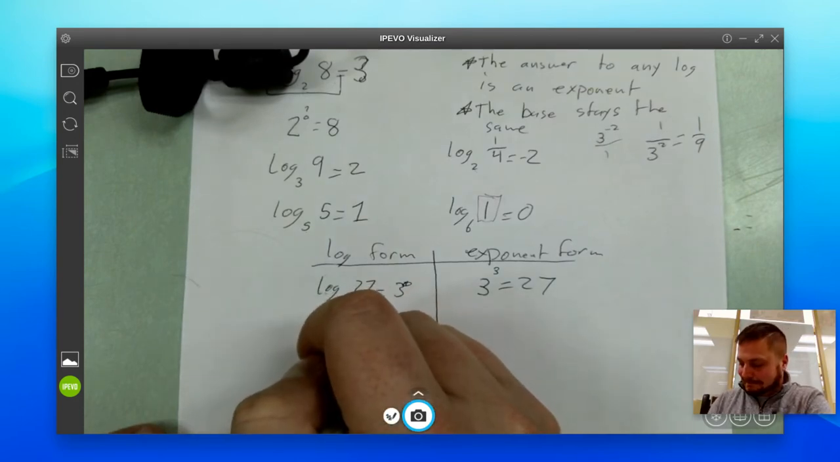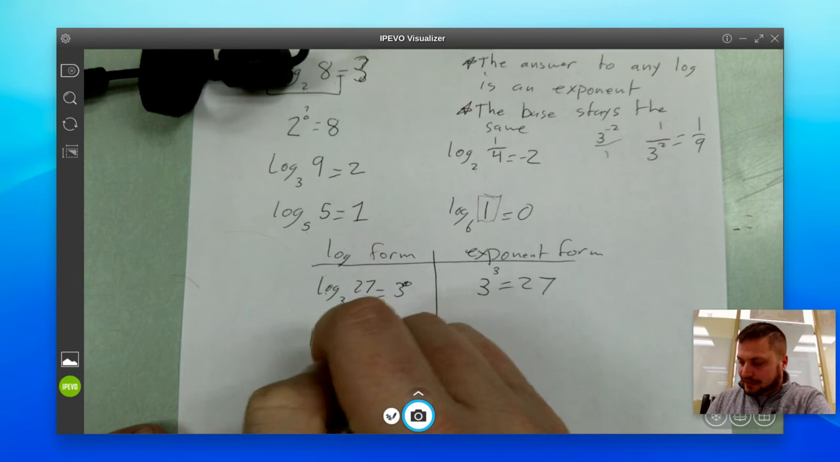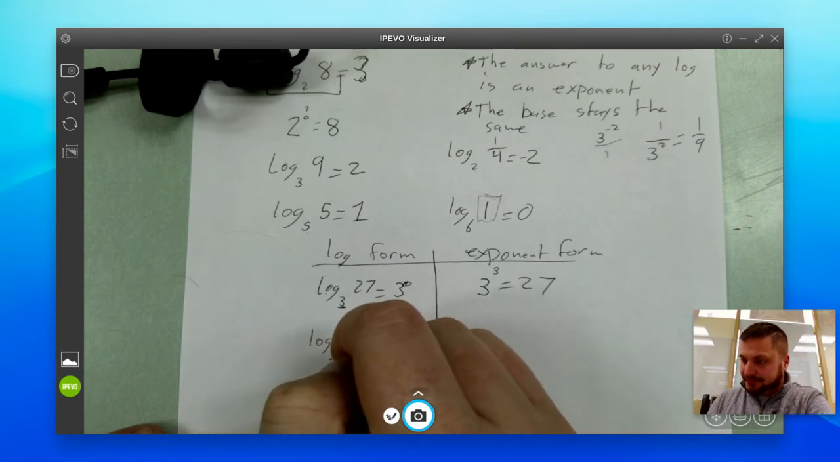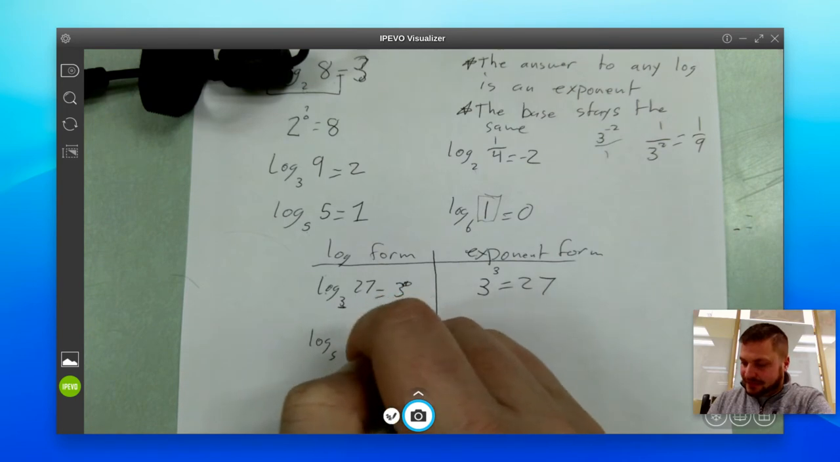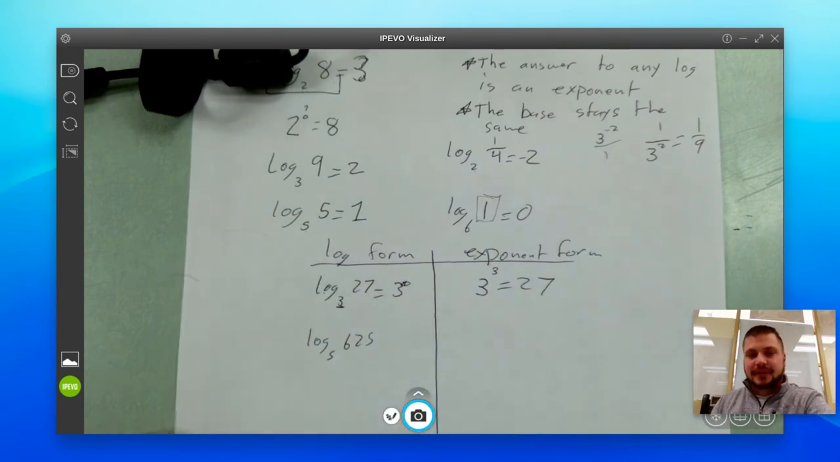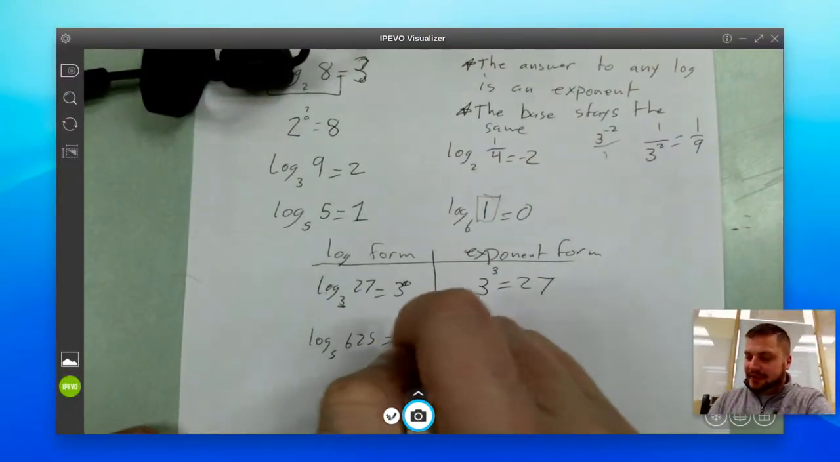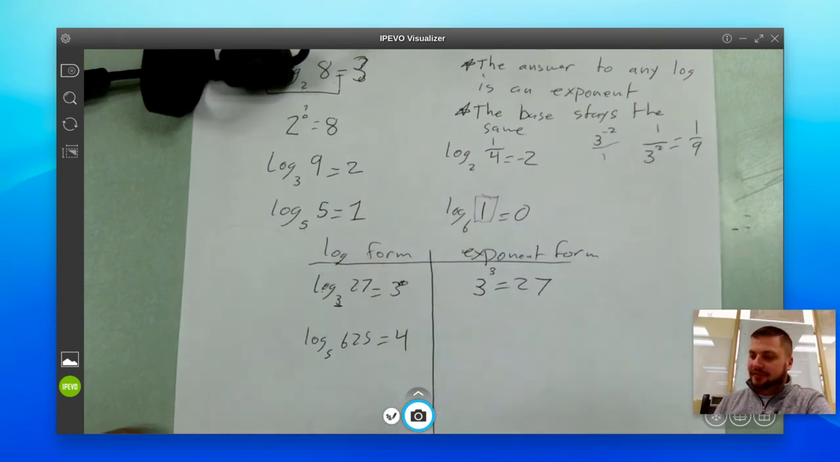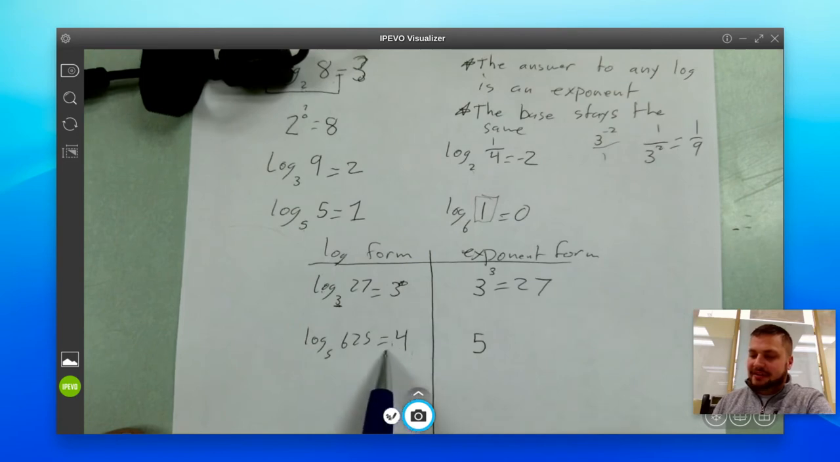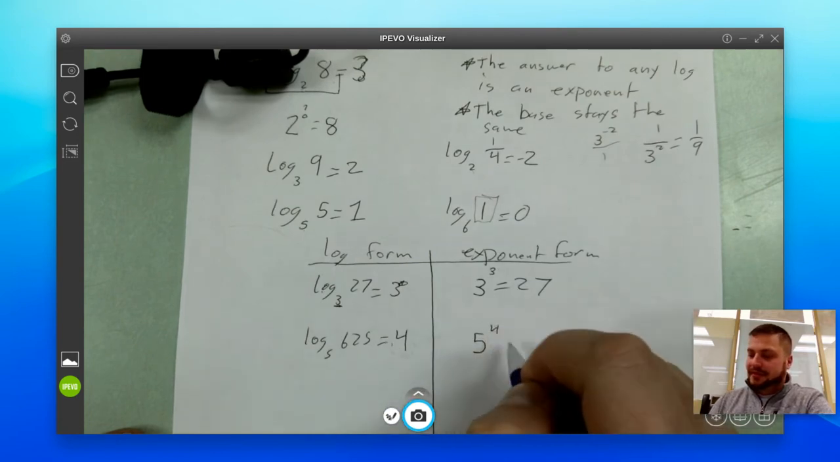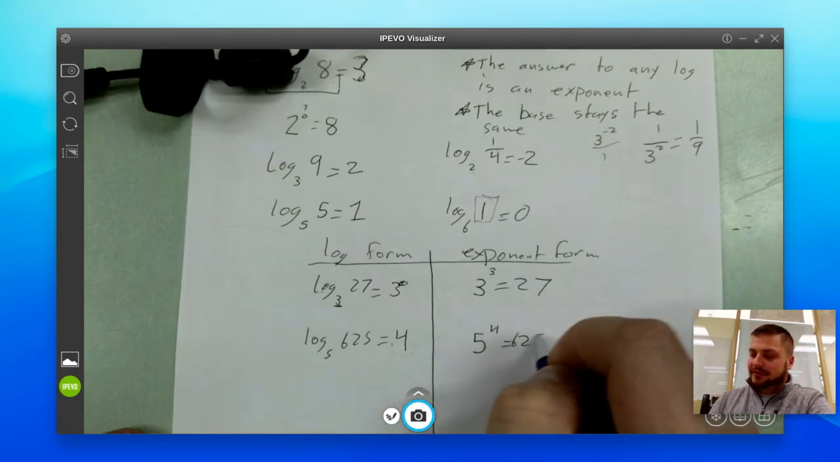Okay, how about log base 5 of 625? Well, 5 to what power is 625? That of course is 4. Now let's switch forms. The base stays the same. The answer to any log is an exponent, so 5 to the 4th must equal 625.